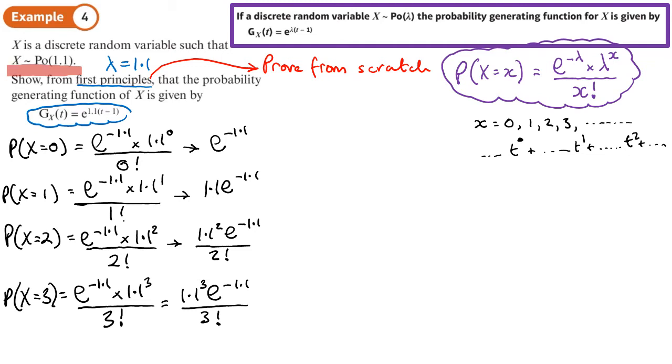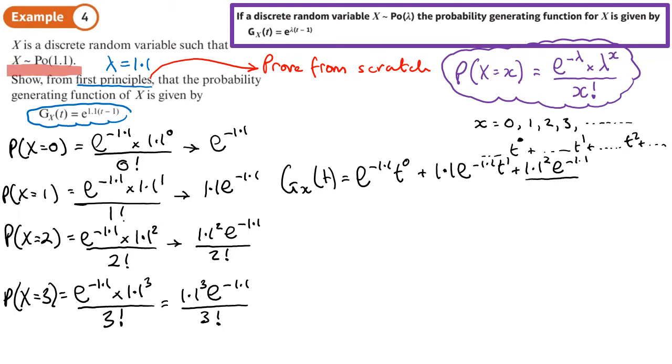Okay, so our probability generating function is going to be the sum of all these probabilities. So the first probability, e to the negative 1.1, goes in front of t to the power 0, plus 1.1 e to the negative 1.1 t to the power 1, plus 1.1 squared e to the negative 1.1 over 2 factorial t squared, plus 1.1 cubed e to the negative 1.1 over 3 factorial t cubed, and so on.